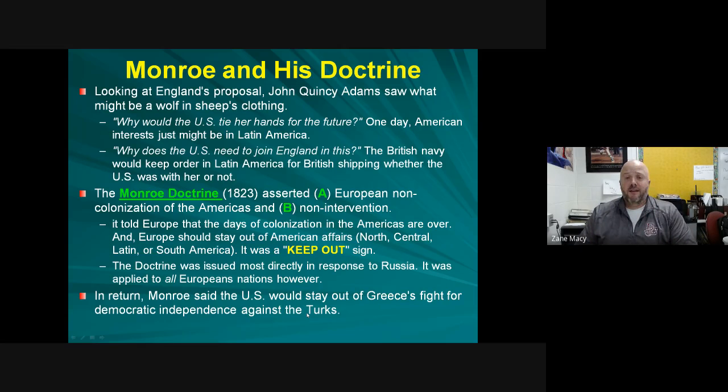And we also make the agreement that if there is a fight for democracy in Greece to break away and create an independent Greek state from the Turks, we'll stay out of that fight. It's none of our business.